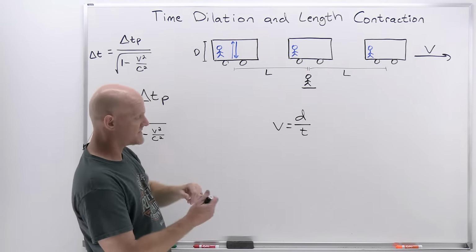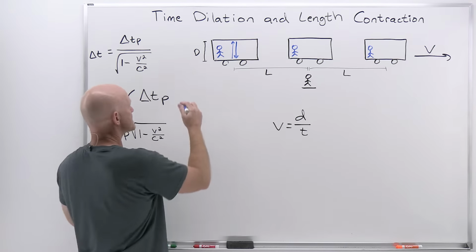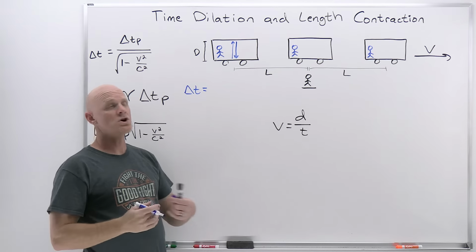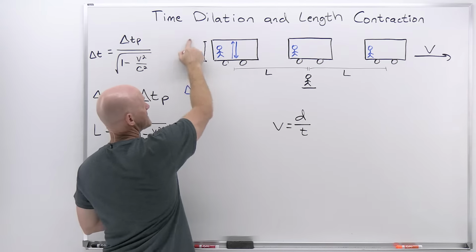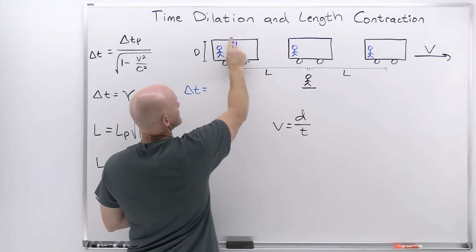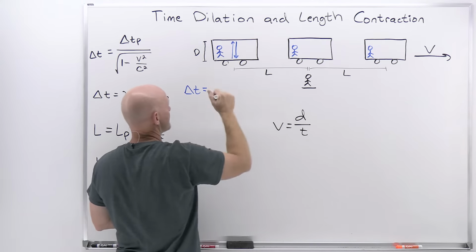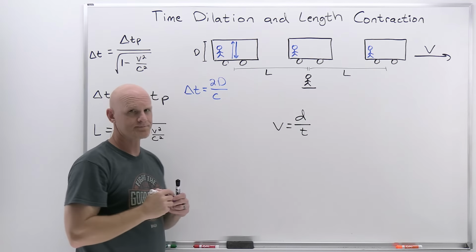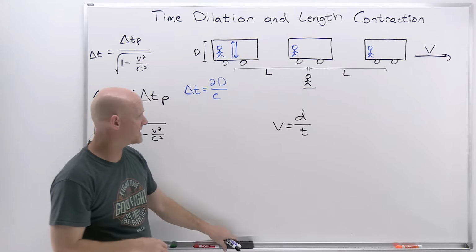All right, so we want to define this time for this guy right here, and for this guy right here. Delta t is just going to equal distance over velocity, and that distance is just the height of the car, which we're going to call capital D here, times 2, because it's that way up and that way back, and that's the path of the light. And then it's all over velocity, which is the speed of light, so 3.0 times 10 to the 8th meters per second.